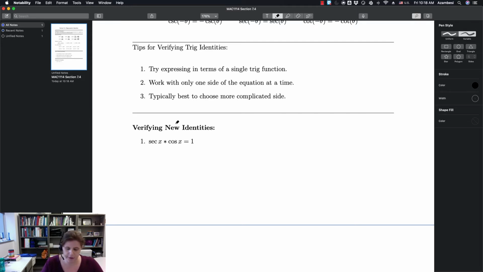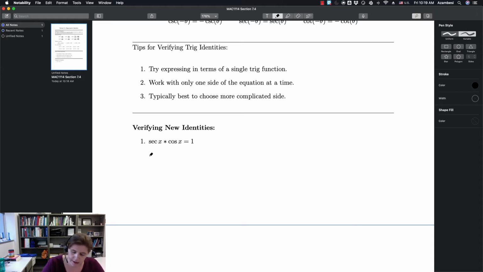All right, so let's verify this new identity. Now, if I'm looking at this one, I have a complex side and a non-complicated side. So I'm going to be working on this side to try and make it equal 1. Now, it says to try and express in terms of a single trig function. So typically, I try and express things in terms of sine and cosine. Those are the basis for everything. So if we express in terms of sine and cosine, then usually nice things happen.